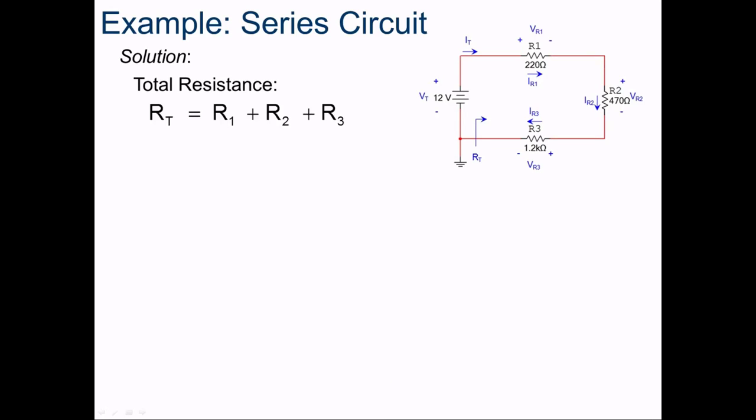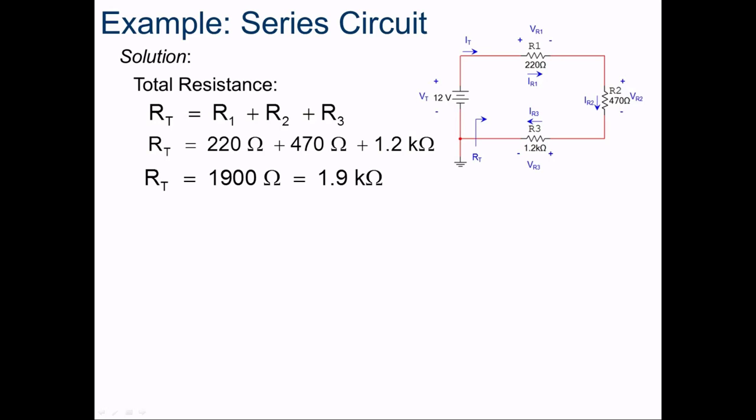Total resistance, let's do that one first. RT equals R1 plus R2 plus R3. Simple enough. 220 ohms, 470 ohms, 1.2 kiloohms. I like to convert this number into the base unit, or ohms, so this would be 1200 ohms. When you add that together, you'll get 1900 ohms, or 1.9 kiloohms. Doesn't matter what unit you put.